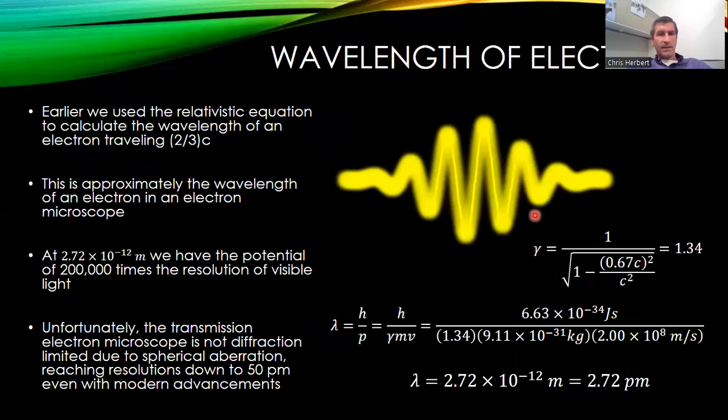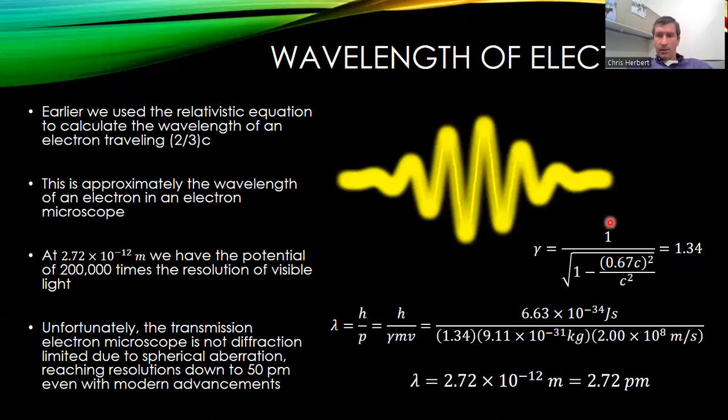So let's take a look at a situation here. We're going to use the application of wave and particle nature, mainly the wave nature of the electron, to improve on an earlier device that we talked about in the semester, and that was the microscope. So when we use the relativistic equation to calculate the wavelength of an electron traveling at about 2/3 the speed of light, we get a wavelength of about 2.72 picometers.